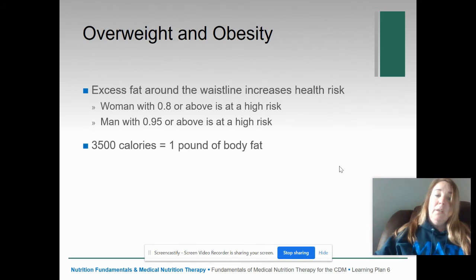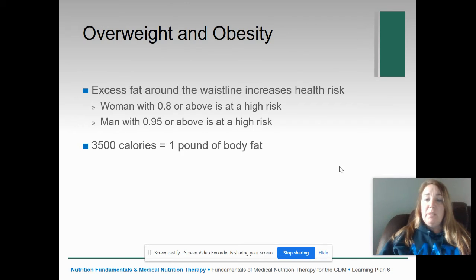So, overweight or obesity, that could be defined by their BMI, which you all know how to figure out. We can also look at excessive fat around the waistline. So the type of fat that we carry around our waist is less metabolically active than fat other places. So the greater our waist circumference is, the more at risk we are for obesity-related diseases like diabetes, high blood pressure, cardiovascular disease.